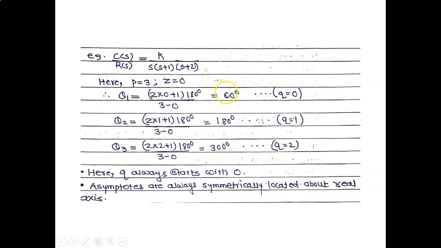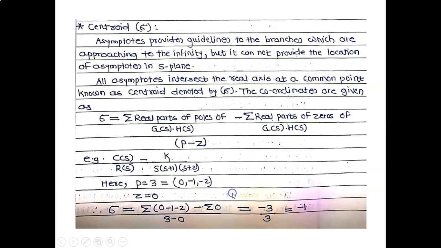Now these are the angles: 60 degrees, 180 degrees and 300 degrees. Now how to draw these angles? We have to draw these angles through the centroid. How to calculate the centroid? Here q always starts with 0. Asymptotes are always symmetrically located about the real axis. That is, we have to plot the asymptotes through a point, the centroid, and that centroid is located on the real axis, that is on the x axis.